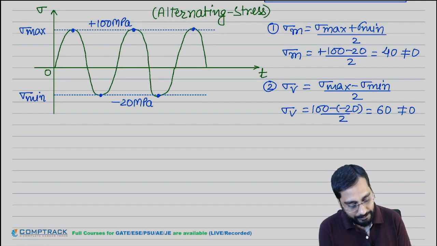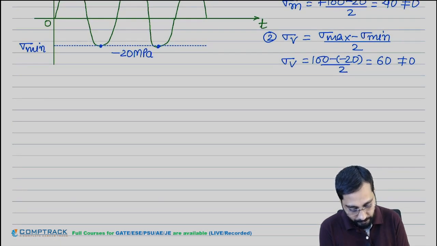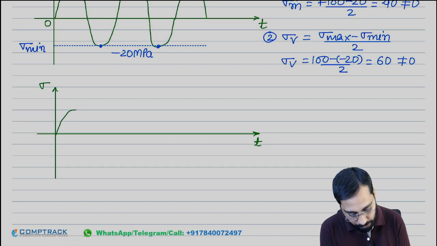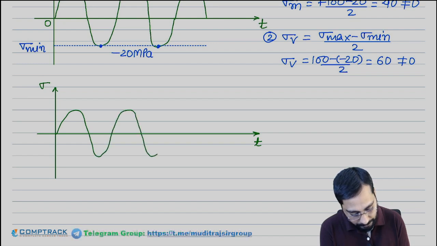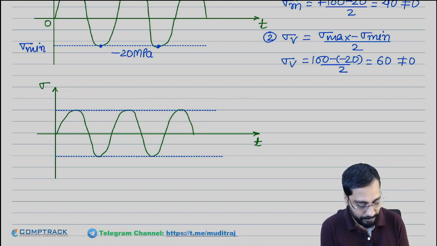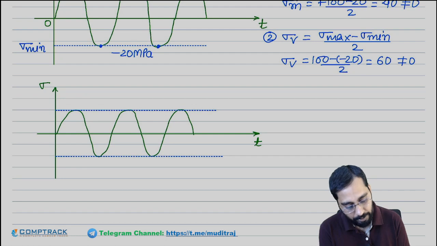But if we consider the next case, let's say completely reverse loading. So in case of completely reverse, both side values we will consider equal, like this. So this will be called completely reverse stress, or you can say cyclic loading.